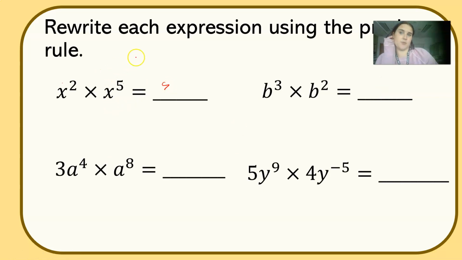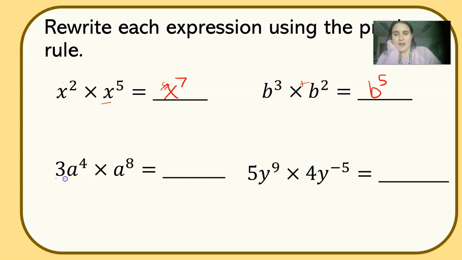Sometimes when we rewrite expressions, you'll see variables, and it's still the same rule. You keep the base and add the exponents. So x squared times x to the 5th, my base is x, and then I add the exponents. 2 plus 5 is 7, so x to the 7th. And then the next one, b cubed times b squared. So keep the base, b, and add the exponents. 3 plus 2 is 5.